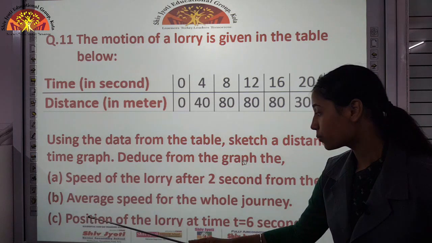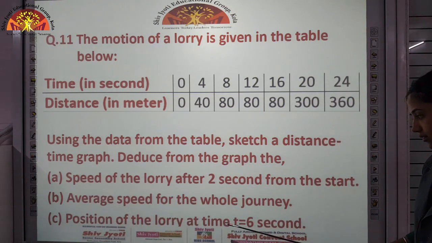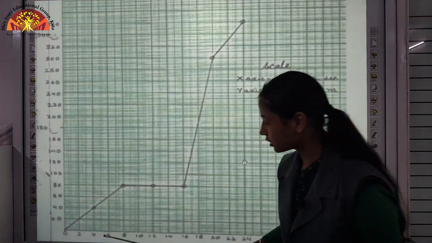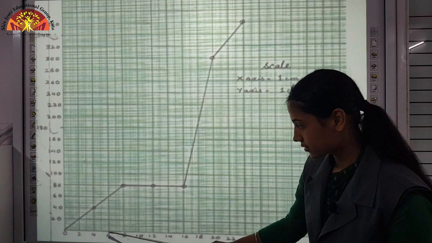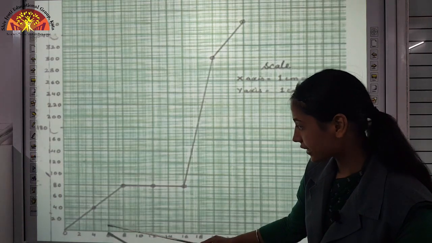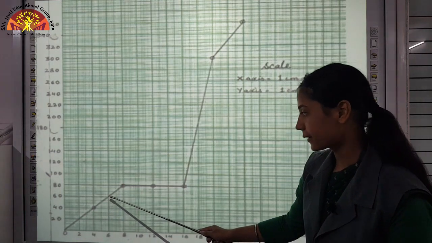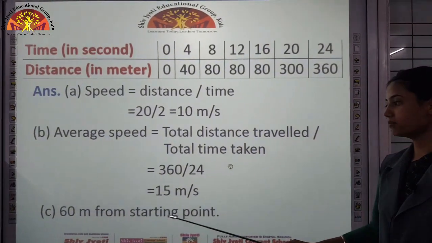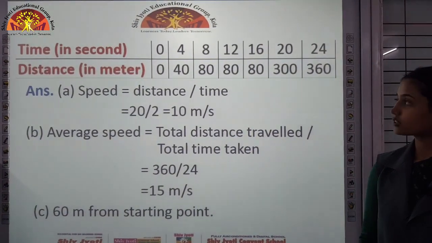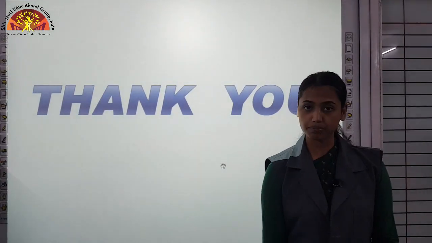Now in C part, position of the lorry at time t equal to 6 seconds. So you have to look value at this point. At 6 seconds, the value will be 60. So 60 meter from starting point. So that was your complete copy work.